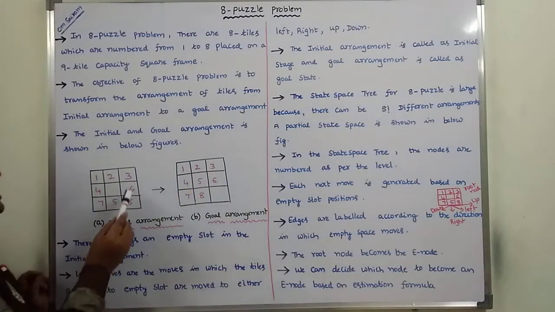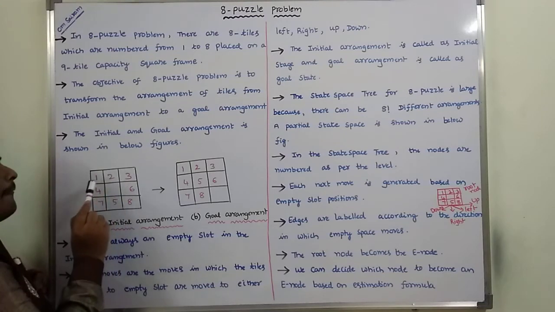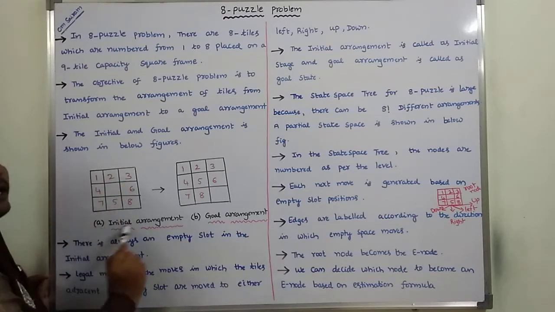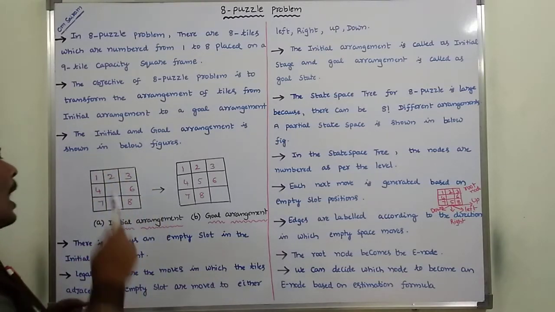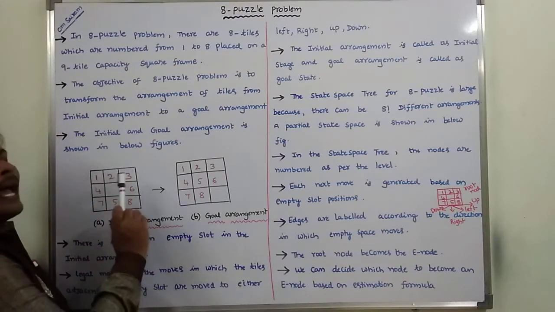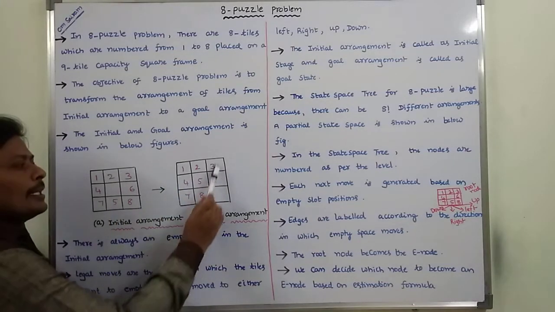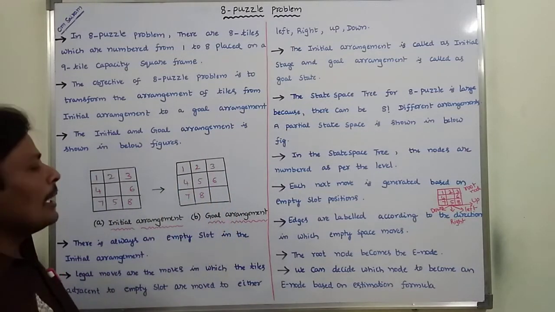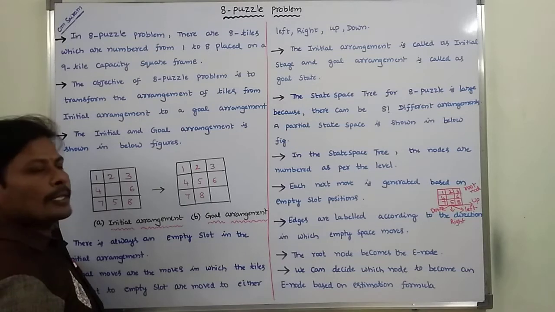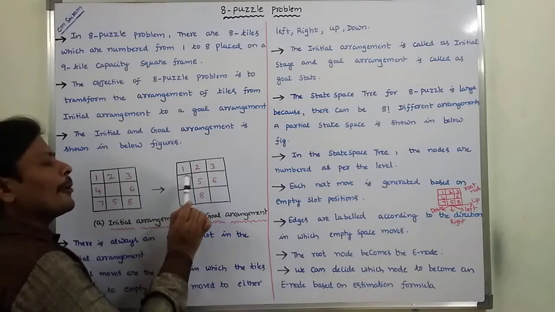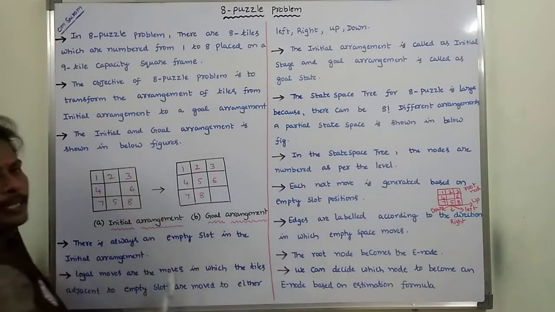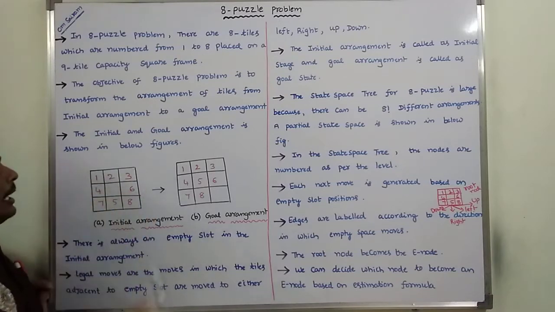In the initial arrangement we have 1, 2, 3, 4, empty slot, 6, 7, 5, 8. So this is called the initial arrangement. Now we have to transform the arrangement of tiles from this arrangement to this arrangement, which is called the goal arrangement. In the goal arrangement, the empty slot is located at the last: 1, 2, 3, 4, 5, 6, 7, 8.